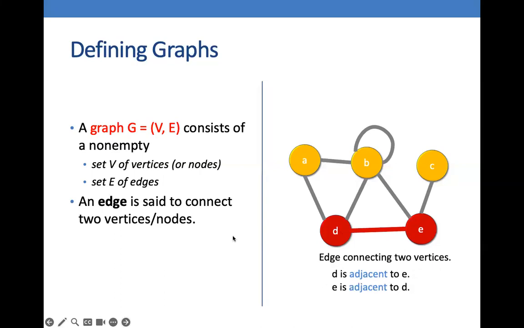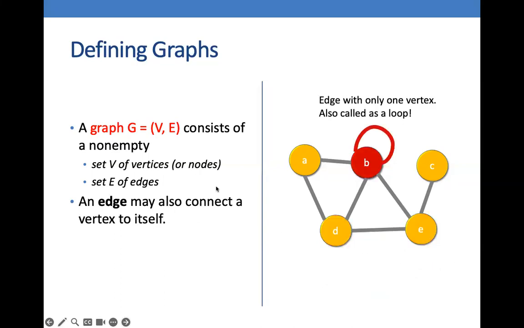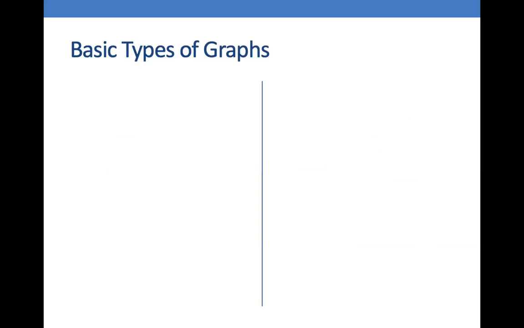Okay, so an edge may also connect a vertex to itself. As you can see here, this edge has only one vertex and it connects B to itself. This is called a loop. So we can then say that an edge may connect one or two vertices. All right, so now let us move on to the basic types of graphs.